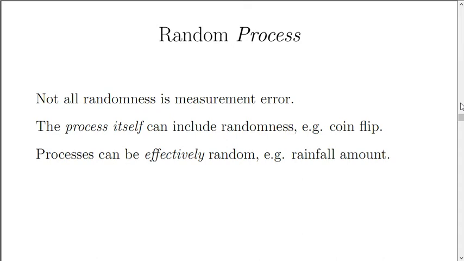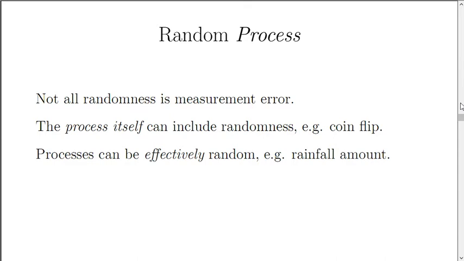Processes can also be effectively random. For instance, suppose you measure the amount of rain that falls in your backyard every day. You might find that there looks like there's a lot of randomness in it. Now, if we knew the laws of physics perfectly and we had infinite computing power, which we don't, we might be able to predict perfectly how much rain was going to fall for the next 2 weeks or 2 months or who knows how long.